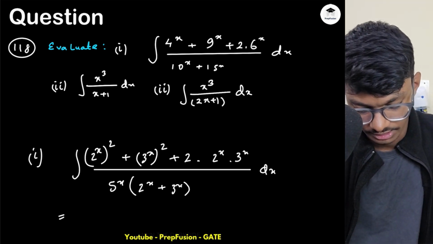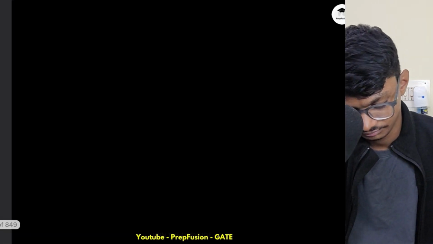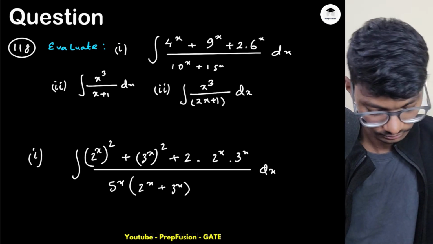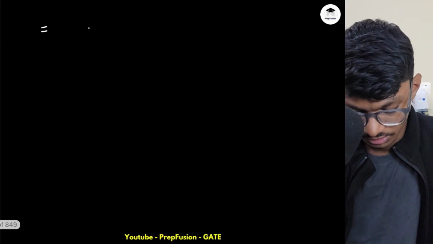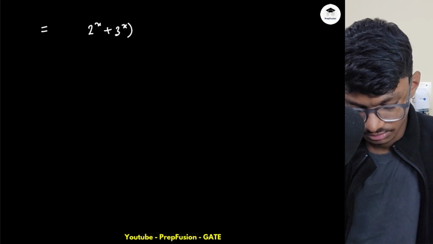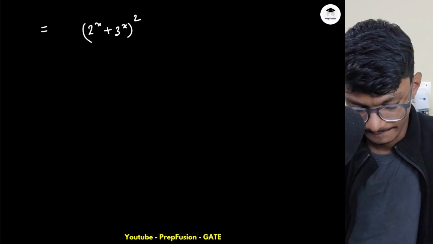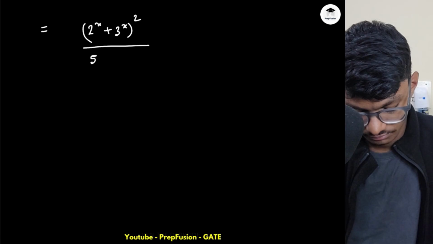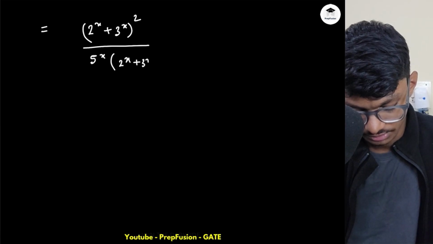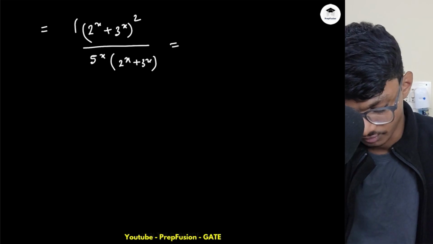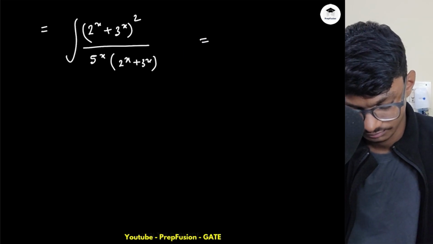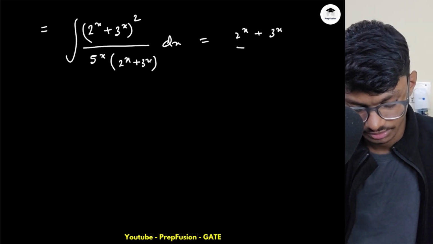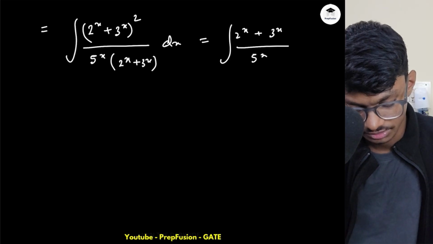Now I can write this as 2 raised to power x plus 3 raised to power x, whole square, divided by 5 raised to power x. I'll be left with the 2 raised to power x plus 3 raised to power x divided by 5 raised to power x dx. I have to do the integration also, don't forget.